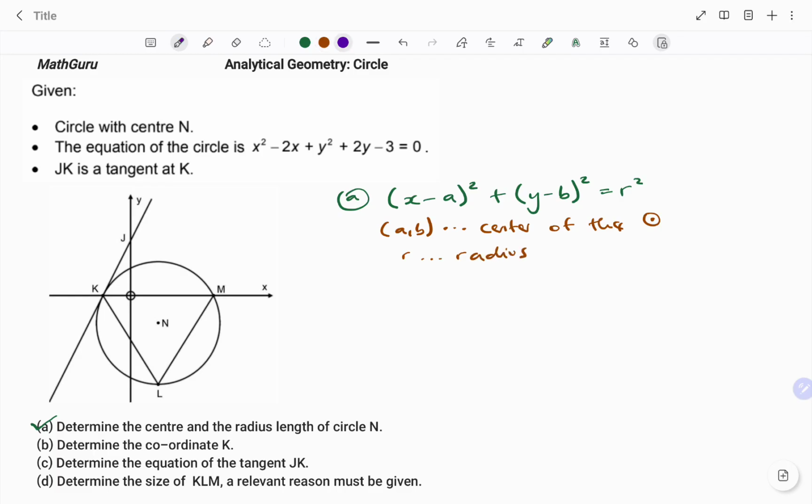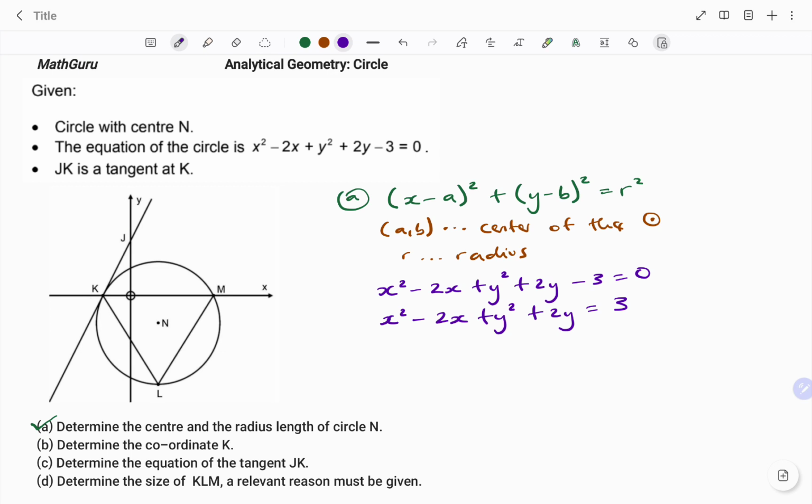We've been given the equation of a circle to be x squared minus 2x plus y squared plus 2y minus 3 equals 0. So what I'm going to do is complete the square, in two ways, for the x and for the y. Before I do that, the first step, I'm going to move my negative 3 to the right hand side. So I have x squared minus 2x plus y squared plus 2y equals positive 3.